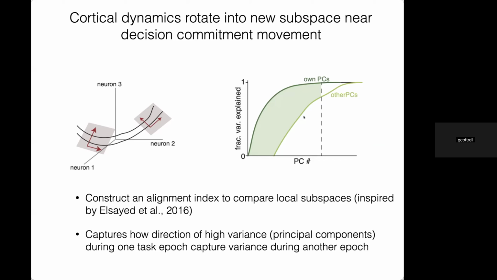If the subspaces are very different from each other, there should be a big gap. My PCs don't capture your variance. If it's stable, there should be a small gap. My PCs do capture your variance.